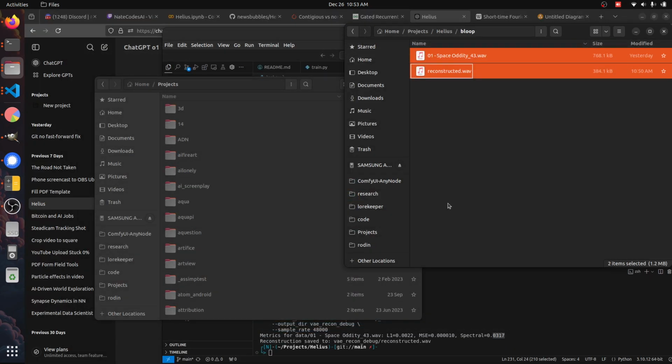Wow. Okay, so in the first, I don't know if you heard that, but I heard that in the real one, the strings sound clearer. Yes, and in the VAE reconstructed one, the strings sound less clear.